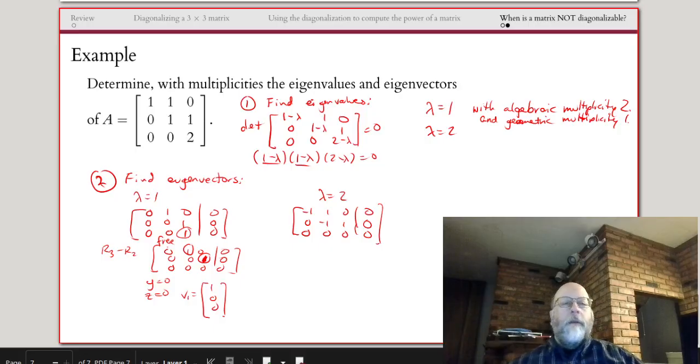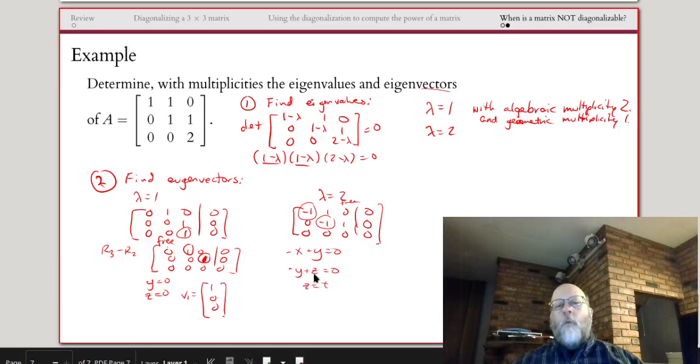All right. As they don't have the same multiplicities, then we cannot diagonalize this matrix. But let's go ahead and find the eigenvectors for the other eigenvalue. We have a leading entry in columns 1 and 2, and so this time z is free. So negative x plus y is 0, and negative y plus z is 0, and z is anything.